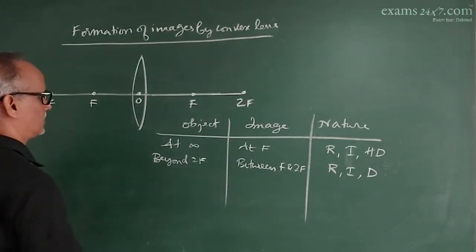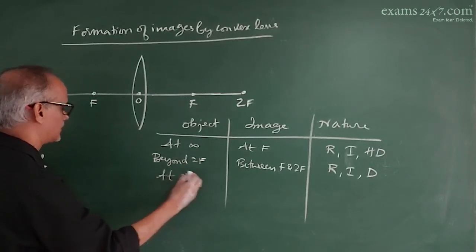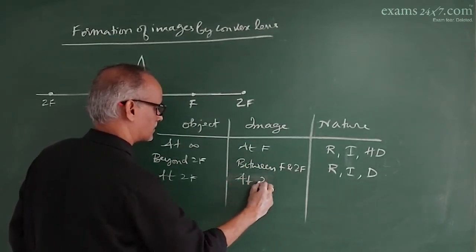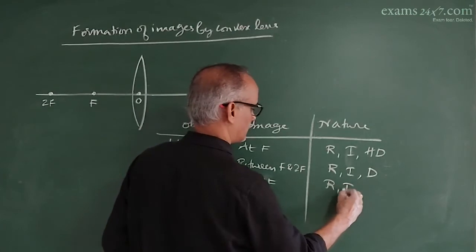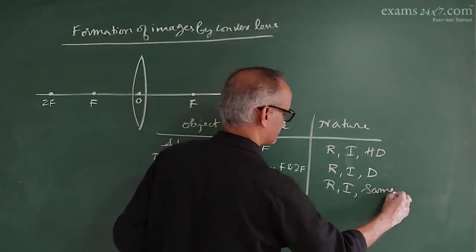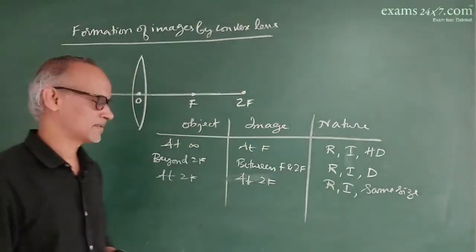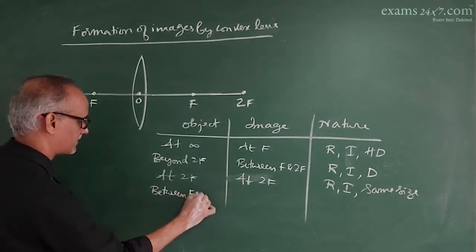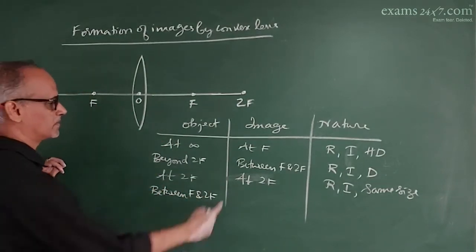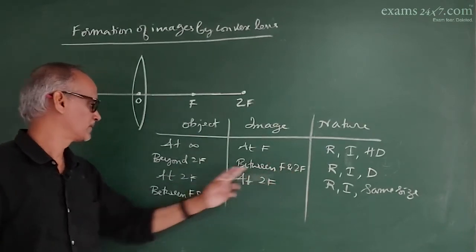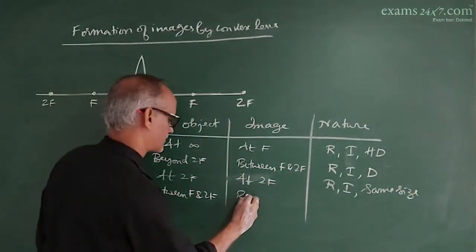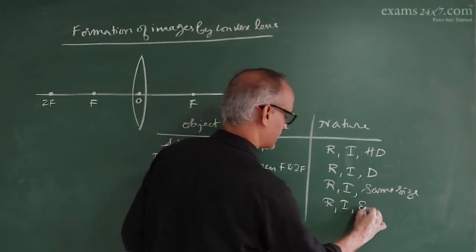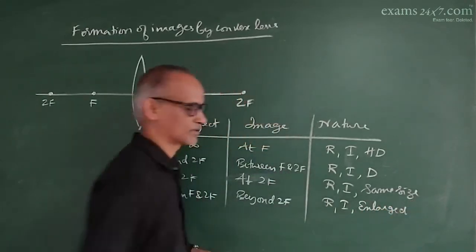When the object is placed at 2f, the image also will be formed at 2f. The nature of the image is real and inverted, and the same size. And when it is placed between f and 2f, again you can use the principle of reversibility. You will get the image beyond 2f. The nature of the image is real and inverted, and it is a magnified or enlarged image.